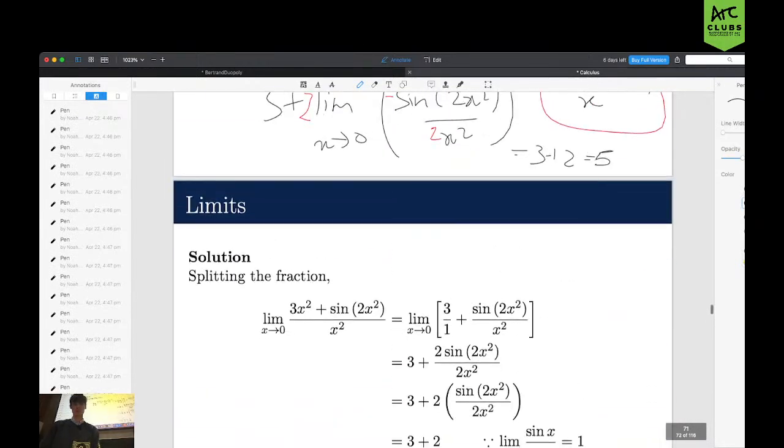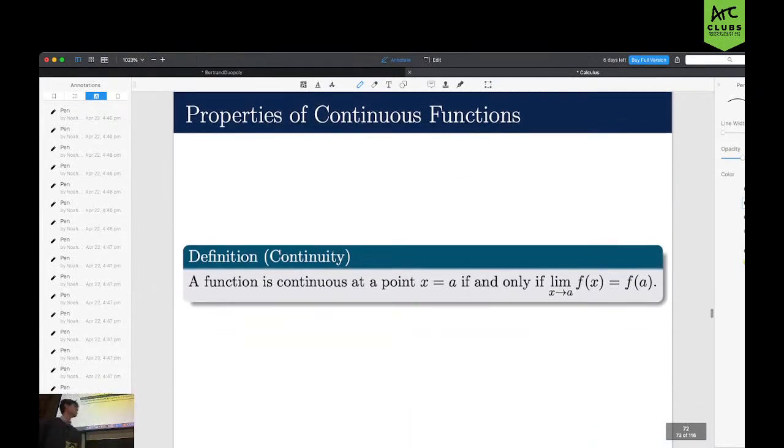So we're moving on from limits to looking at the properties of continuous functions. We're starting off with a definition of continuity. And this one's pretty self-intuitive. It just says that a function is continuous at a point A if and only if the limit as x approaches A of f of x is equal to the value of the function at that point.